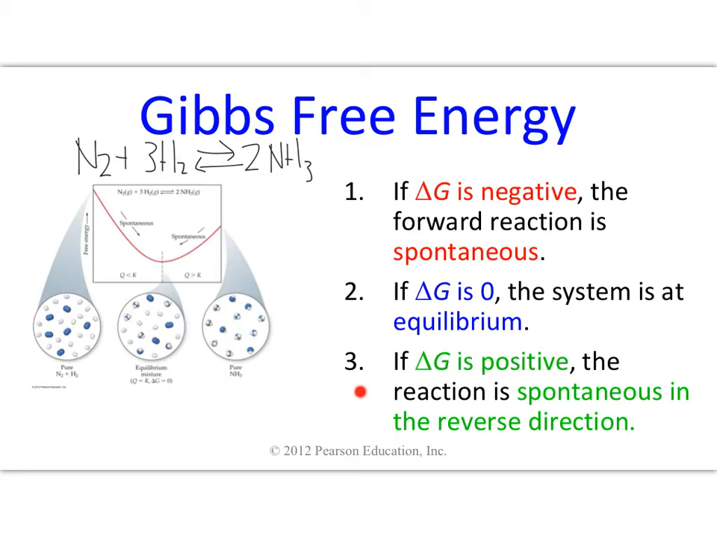If we skip down to the third one here, if delta G is positive, well, that means the reaction is spontaneous in the reverse direction. So a positive delta G for this reaction as written means it's not spontaneous in the forward direction. Therefore, taking ammonia and breaking it down into nitrogen and hydrogen must be spontaneous.